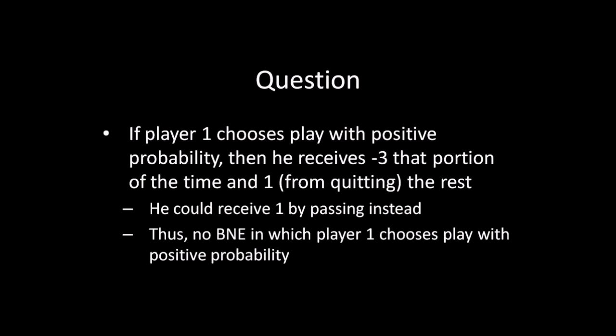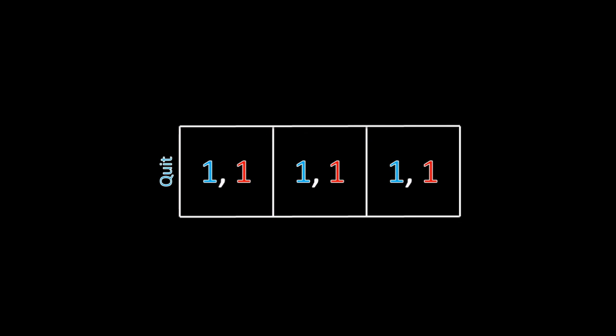Well, that means he could profitably deviate by choosing to quit. If he chooses to quit, he gets a payoff of 1 guaranteed, and that's going to be better than a combination of -3 and 1. So it can't be the case that player 1 chooses play with positive probability. There are no Bayesian-Nash equilibria in which that occurs, because we have shown that there's a profitable deviation under those circumstances. So we have shown exactly what strategy player 1 must choose in any Bayesian-Nash equilibrium of this game. He must choose quit. Now, what player 2 does, you could figure that out on your own if you really wanted to. You could look back, pause the video, and figure that out if you'd like.